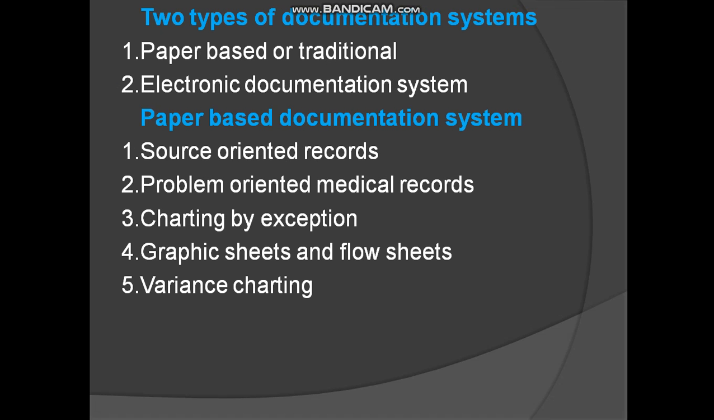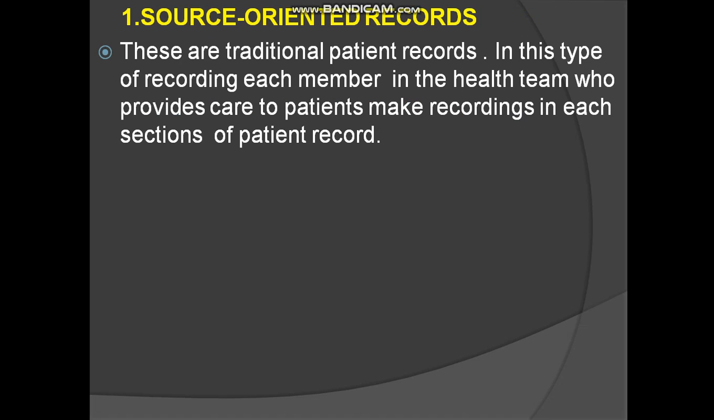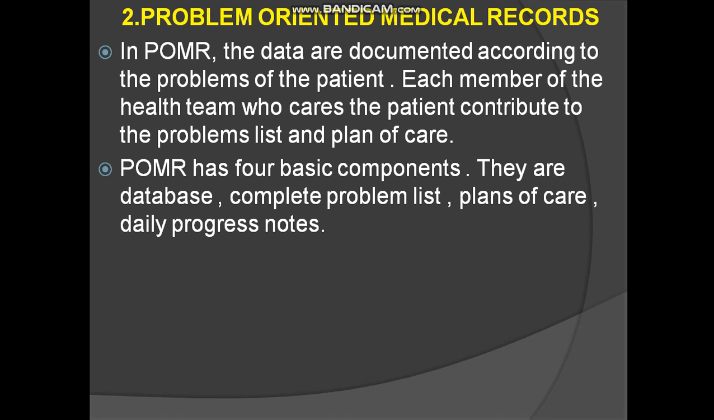Types of documentation: paper based or traditional, or electronic documentation system. Paper based has 5 types: source oriented records, problem oriented medical records, charting by exception, graphic sheets and flow sheets, and variance charting. Source oriented records is the traditional method, recording by each member giving care to the patient.